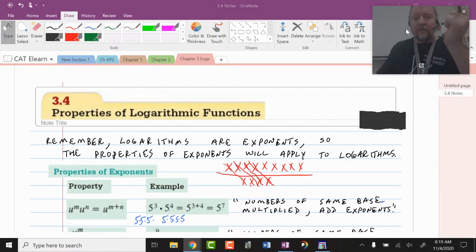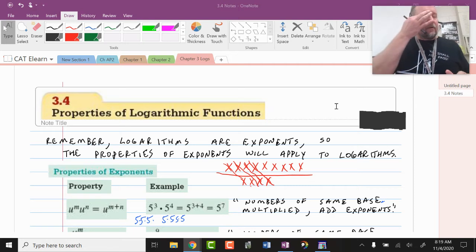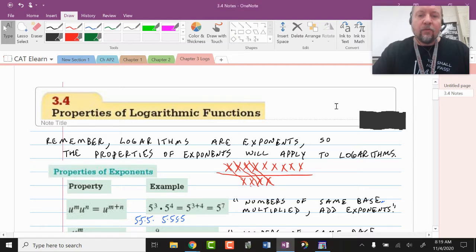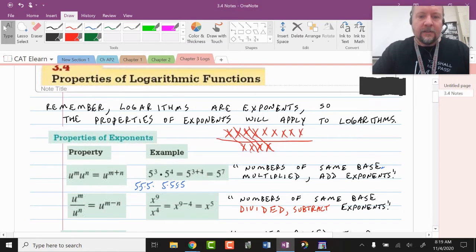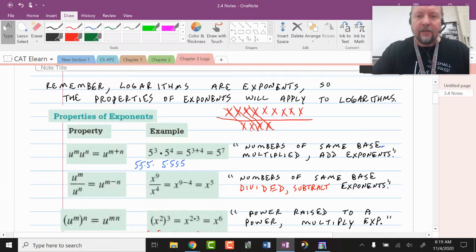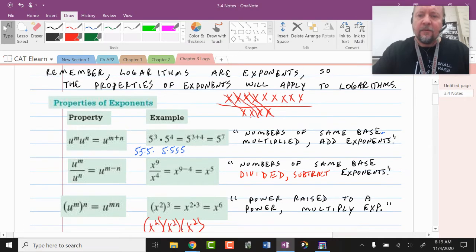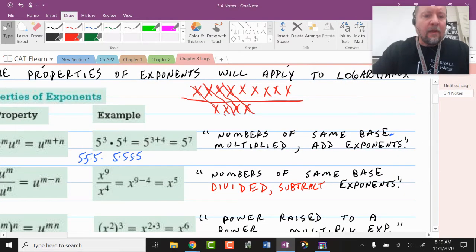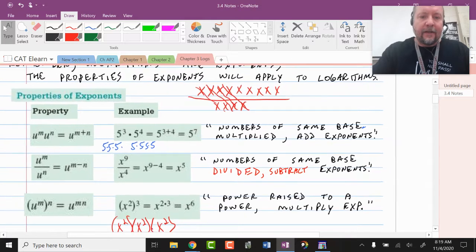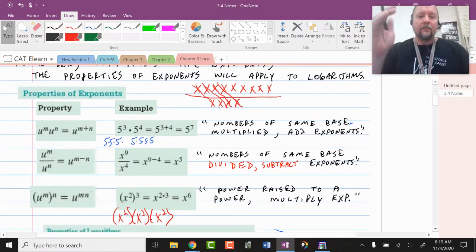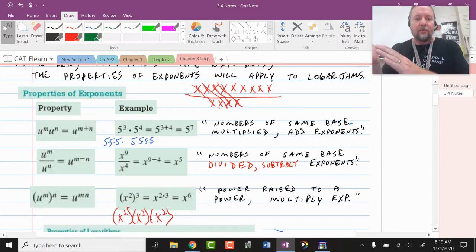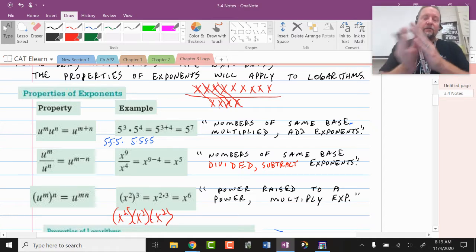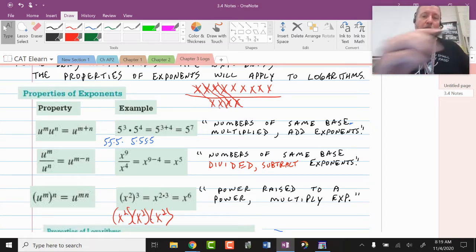Back in business here, looking at 3-4. Hopefully you've been keeping up with our in-class and outside of class stuff chronologically. 3-1, 3-2, 3-3, 3-4, our at-home assignment about remembering properties of logarithms. Okay, so remember a logarithm is another way of writing an exponent. So there are rules with exponents, and of course, those rules will translate to logarithm rules.